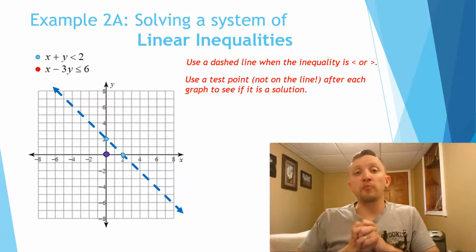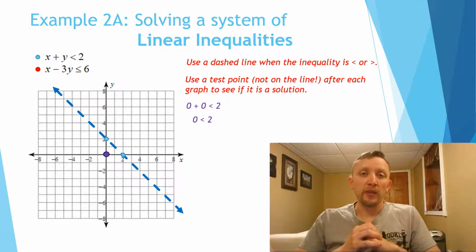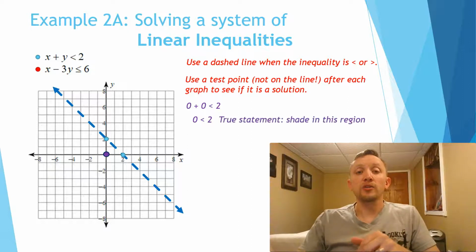You notice I just put that in purple there on the graph. I'm going to use 0, 0 as my test point. Okay, now what happens when I put 0, 0 in there? Well, I get 0 plus 0, or just 0 is less than 2. Now, is that true? Is 0 smaller than 2? Yeah, it is. So it's a true statement.